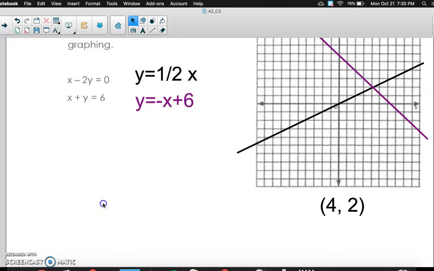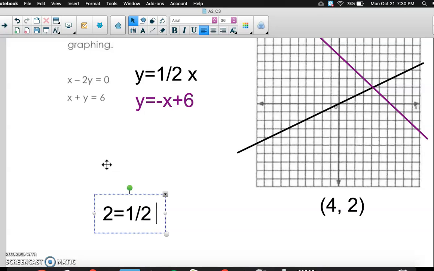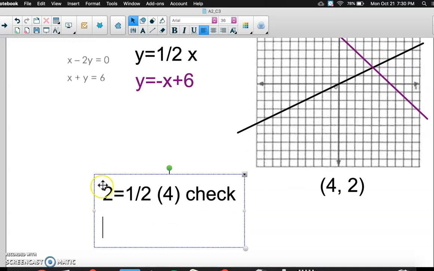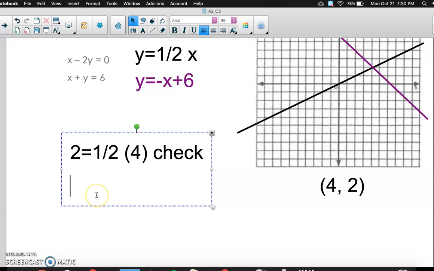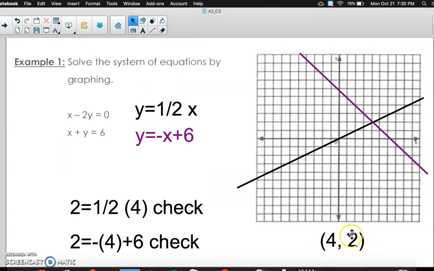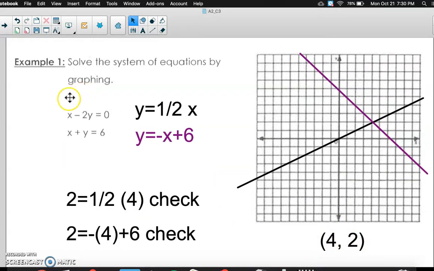And you'll also notice that these satisfy the equations, and we can double check that by plugging them into our original equations. So if I'm plugging them into the first one, 2 equals 1/2 times 4. Well, that works, so we are good to go. Check. Let's plug it into the second equation to make sure it satisfies that as well. 2 equals negative 4 plus 6. This ends up being 2. 2 equals 2. Check. So we for sure have found our point that satisfies the system of equations. So if you're looking for how to solve something graphically, the hardest part is making sure your graphs are right, and then just finding that coordinate pair.